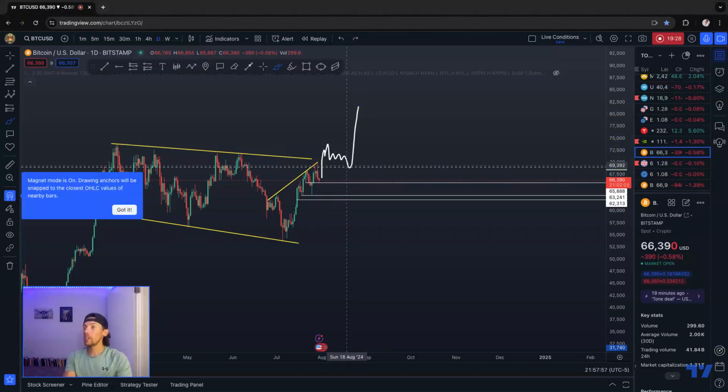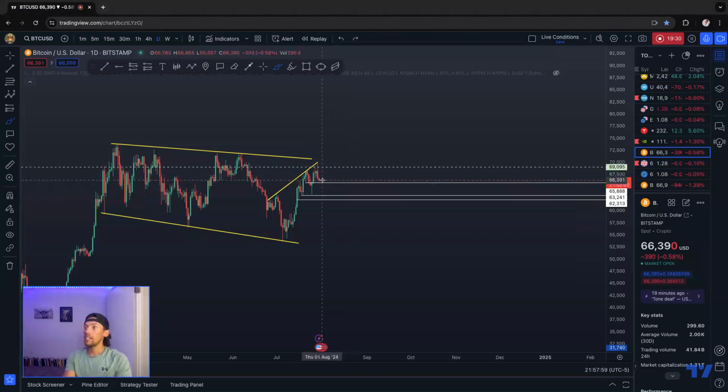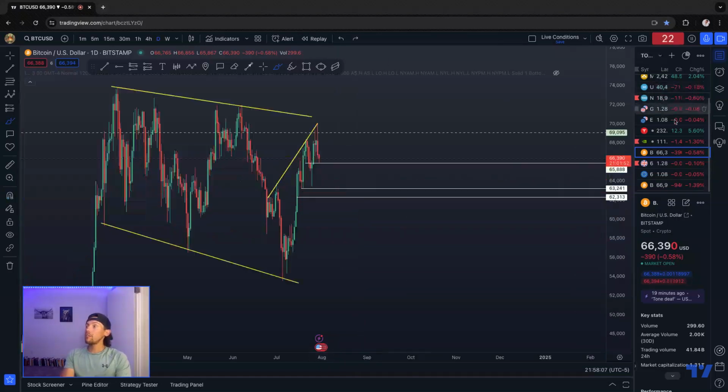However, if the market gives us a top here, comes back, rejects on the bottom, we could look for it to go lower. But that's it for this week.